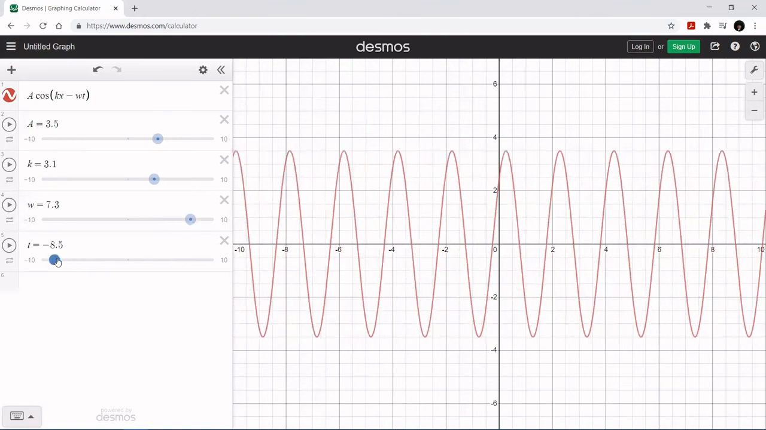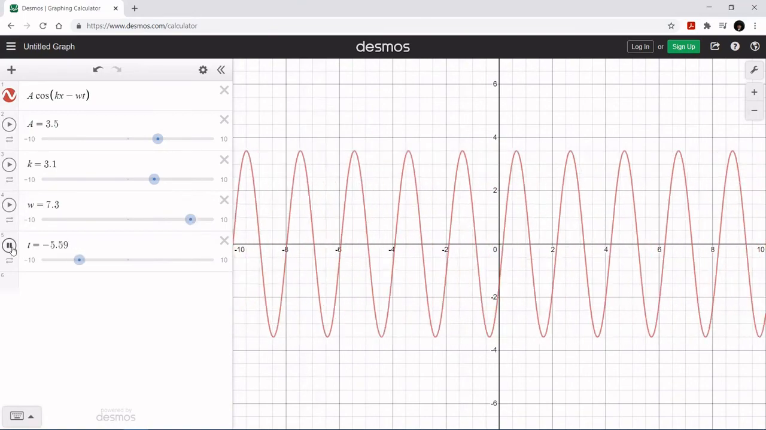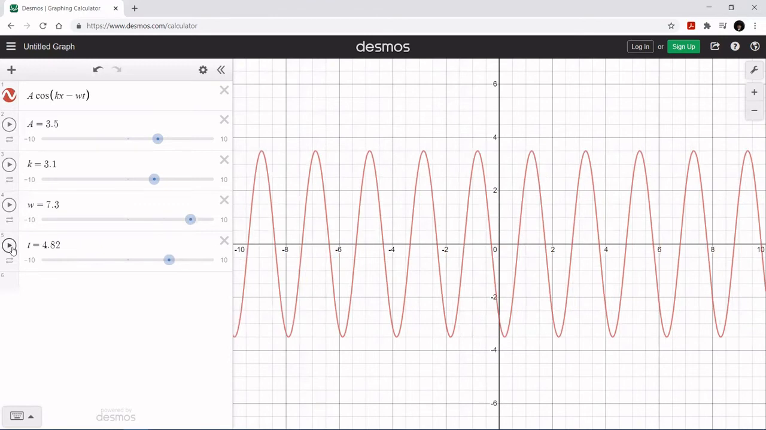So I'll hit play. See how much more quickly the point at the origin is going up and down? And of course, you can also see that the wave speed has increased as well. That's not surprising because remember, wave speed is omega over k. I don't have PowerPoint in front of me. Omega over k. So if omega goes up and k is the same, the speed also goes up.